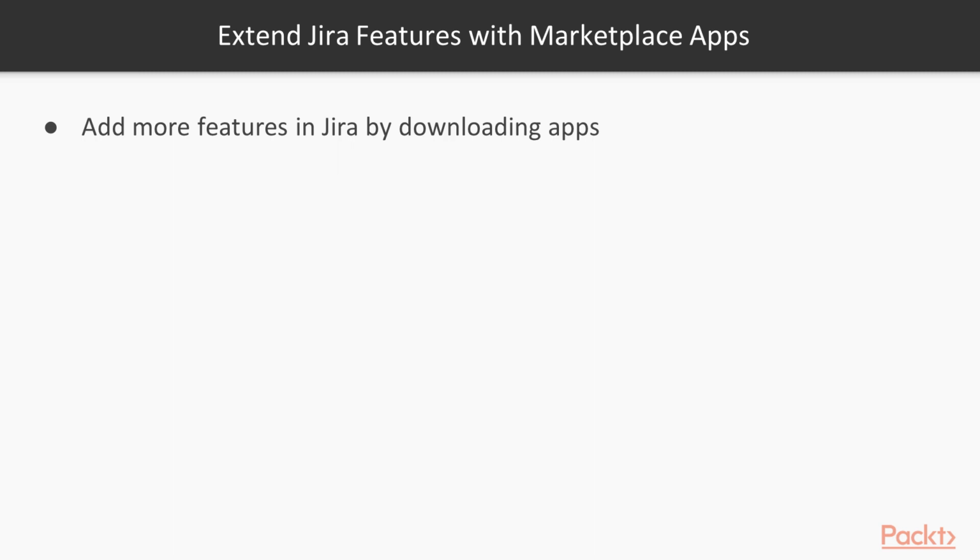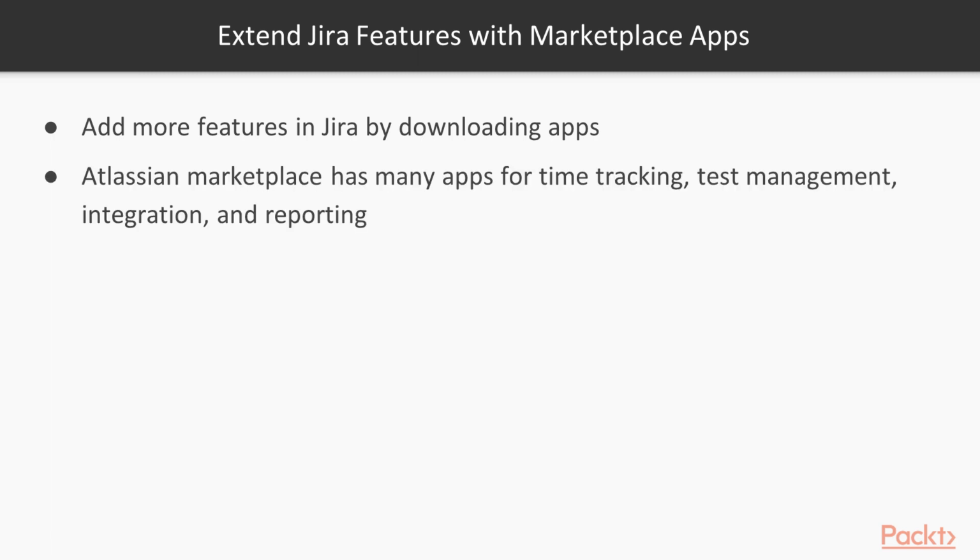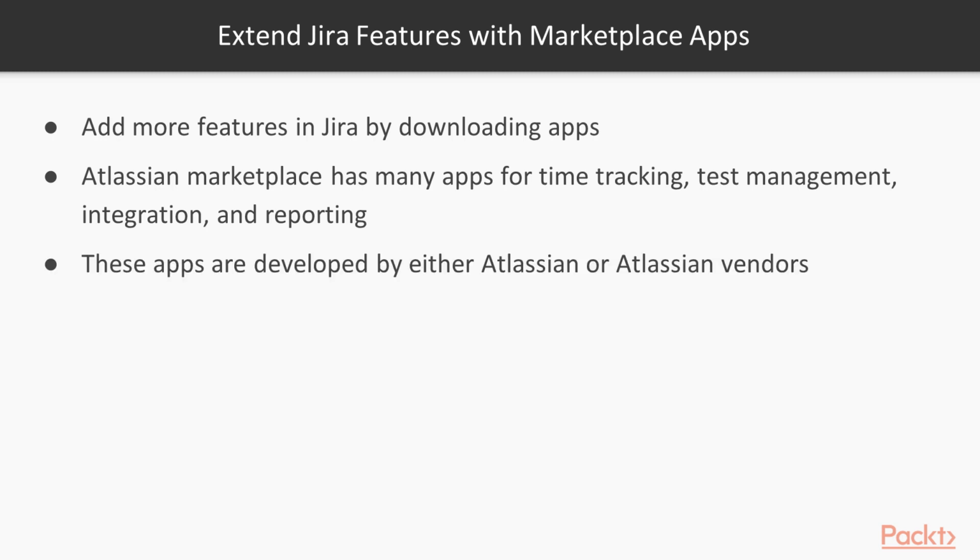Extend Jira features with marketplace apps. When you install Jira for the very first time, it has some standard functionality. However, if you want to add more features in the tool, it is certainly possible with the help of an app. And apps are also known as an add-on. There are different apps that you can download from Atlassian Marketplace. So when you go to the Atlassian Marketplace, you have different apps for time tracking, test management, integrations, and for adding more reporting capabilities. These apps are either by the company behind Jira, Atlassian, or any of the Atlassian vendors.